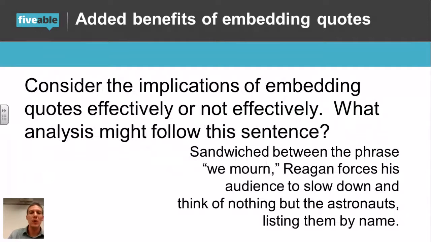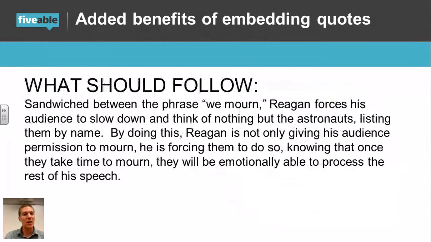Now that I have it in context, here's what would follow. Sandwiched between the phrase "we mourn," Reagan forces his audience to slow down and think of nothing but the astronauts, listing them by name. By doing this, Reagan is not only giving his audience permission to mourn, he is forcing them to do so, knowing that once they take time to mourn, they will be emotionally able to process the rest of the speech. So I'm putting this into context.